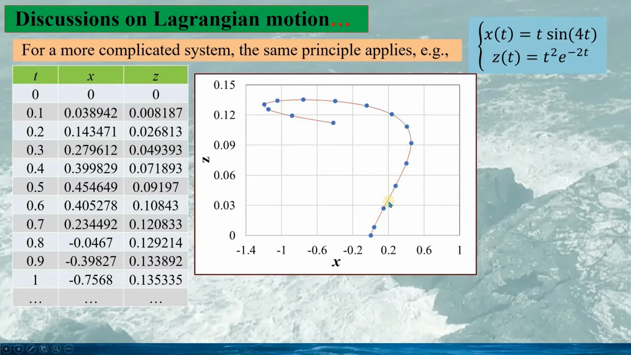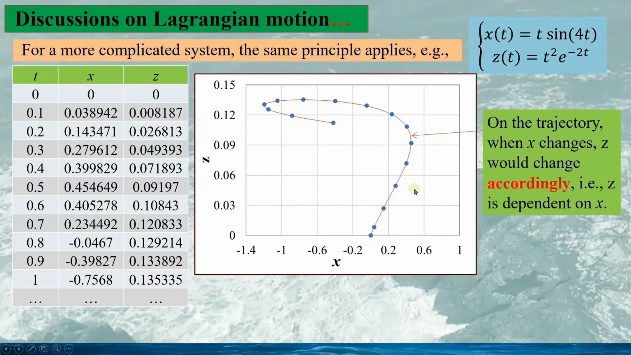Obviously, this trajectory is complicated, but it is deterministic. And we can see from this trajectory, if we change x, z would change accordingly. This means z is dependent on x. So we can see if x and z are both functions of t, then in such a case z would not be independent of x.